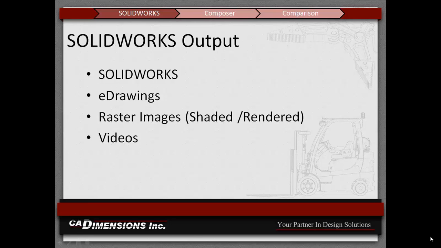E-drawings is another way that we can communicate with SolidWorks. We can take a SolidWorks file, SolidWorks drawing, whatever the case is, and send that to someone who has an e-drawings viewer and they can view that file, take a look at it. We have the opportunity to send some information that way, even if they don't have SolidWorks. So that's a possibility in terms of communicating through SolidWorks.